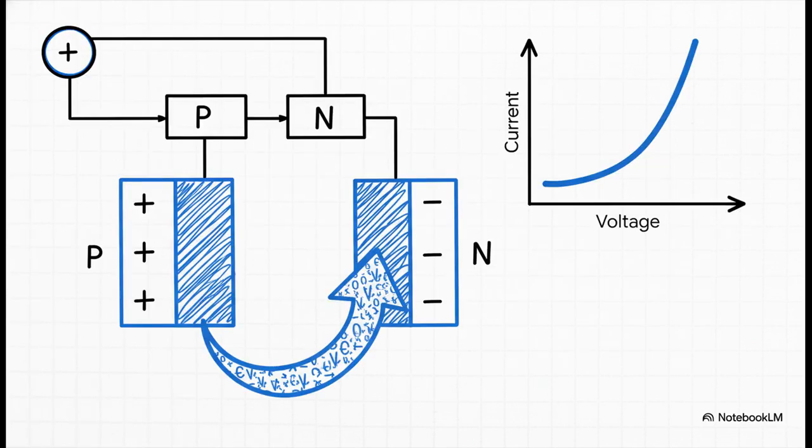And check this out. This shows you exactly what happens. You see the circuit setup, and then that graph, well, it tells the whole story. As soon as you apply just a little bit of forward voltage, that barrier collapses and bam, the current flows.